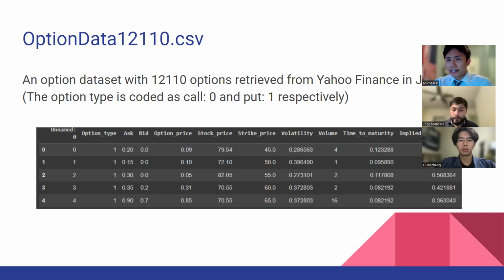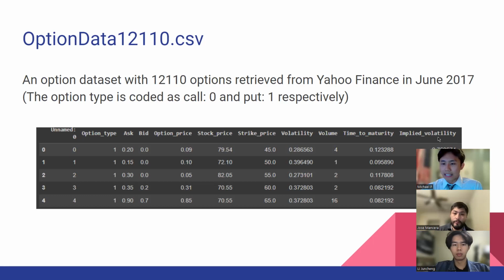The first one, option data. Let's look at some of the columns and rows that we have here. This is one of the functions we called earlier. It looks like option type is coded as 0 for call and 1 for put. This is one of the important features we handle when doing DNN and CNN. You get to choose different features and one target. The target we're picking today is implied volatility.